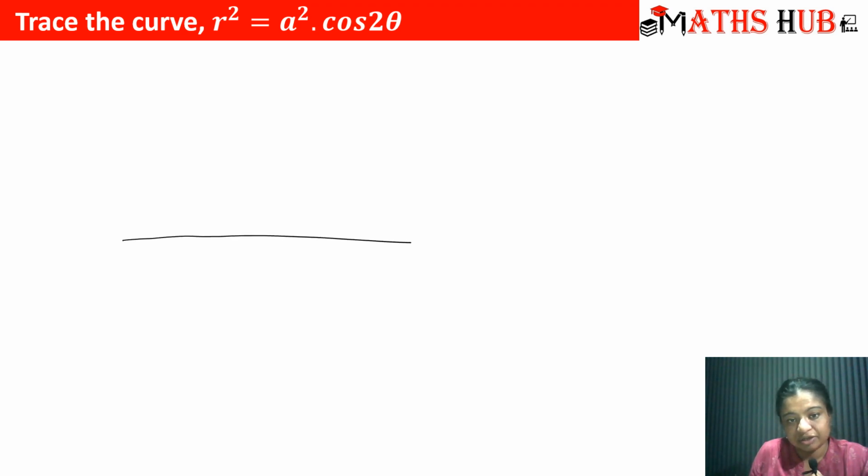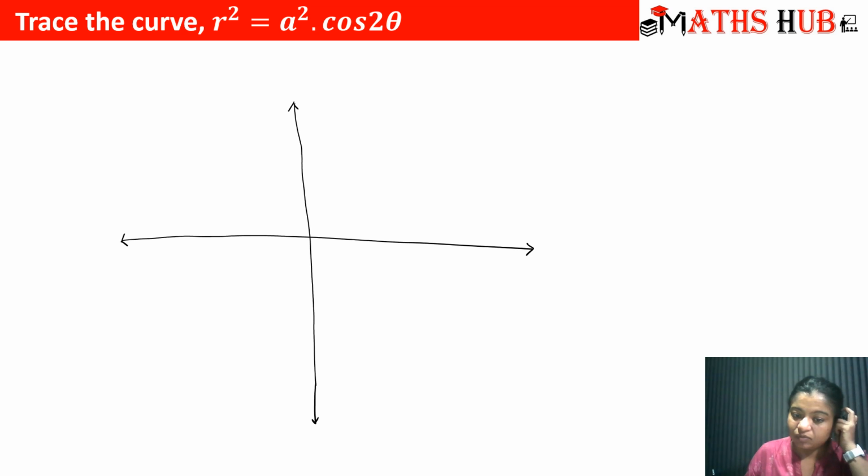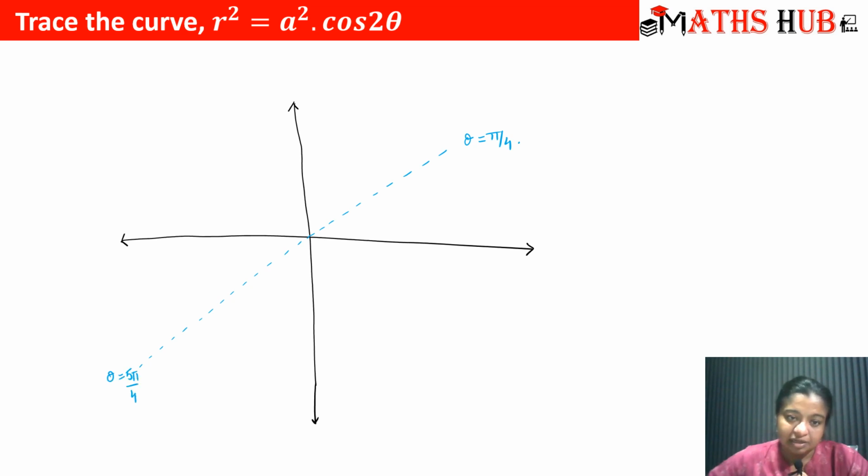So let us first of all draw the axis. It's a bit distorted, so just pardon me because it is very difficult to draw. Now let us first of all check what the tangents were. The tangents were theta equal to pi by 4, which I'm drawing with a dotted line. Then theta equal to 5 pi by 4 was also a tangent. Then we also had theta equal to 3 pi by 4 and theta equal to 7 pi by 4.